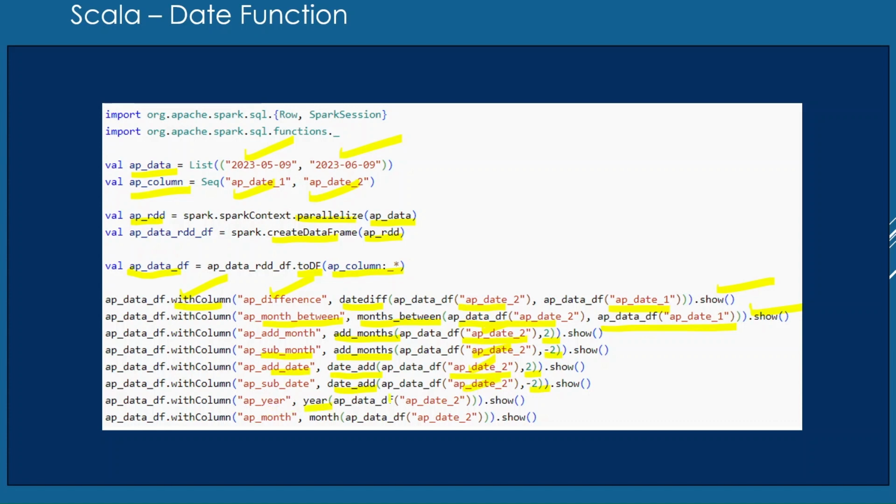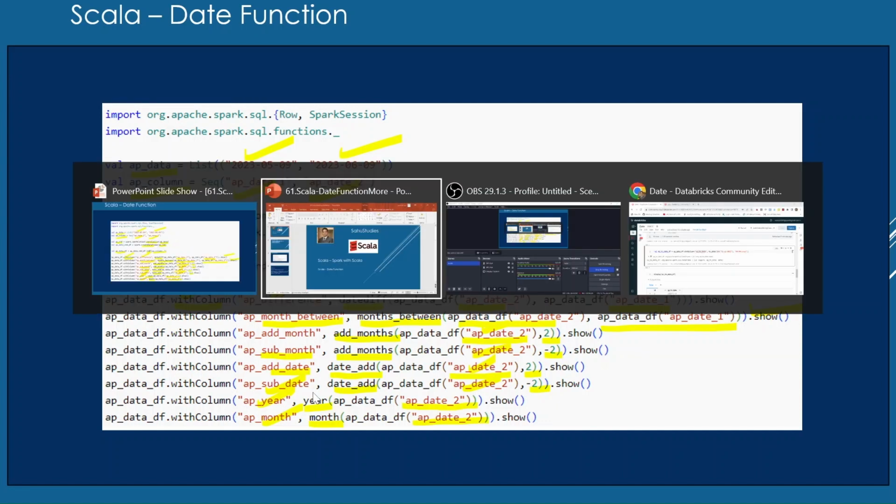With the help of the year function, I am getting the year from this date, and with the help of the month function, I am getting the month from this date, and all this value I am populating in a column. So let's see how it generally works in Scala.